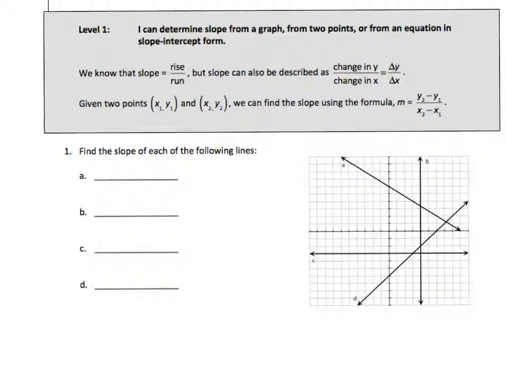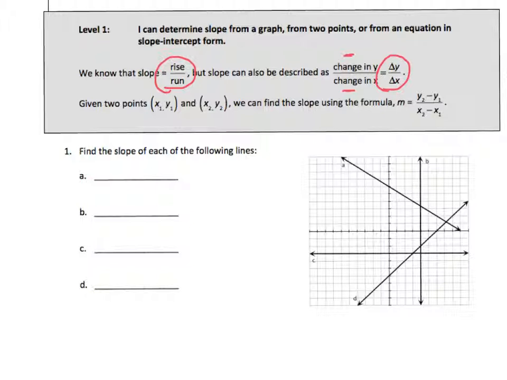Okay, so here's 1.1, level 1, and it's just determining slope from a graph, 2 points, or from an equation when it's in slope-intercept form. So just to review, slope we know is rise over run. So how fast does it go up, and how fast does it go left or right? It can also be defined as the change in y over the change in x, and when we say change, we mean subtraction.